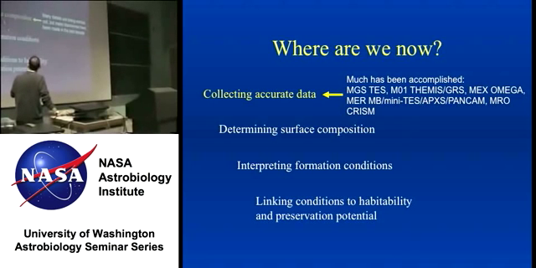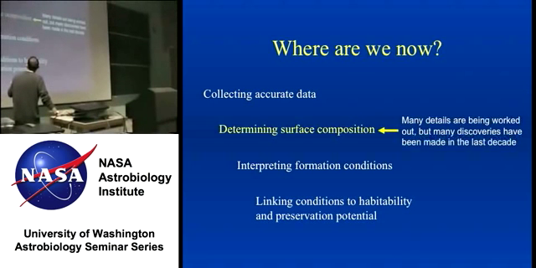Taking the next step, we've got the data. Where are we with determining surface composition? Sure, there's many details that are still being worked out. There's probably many discoveries still left to be made, but many discoveries have already been made in the past decade. Since Mars Global Surveyor went into orbit, our understanding of the composition of the Martian surface has changed in a big way, probably several times over now.